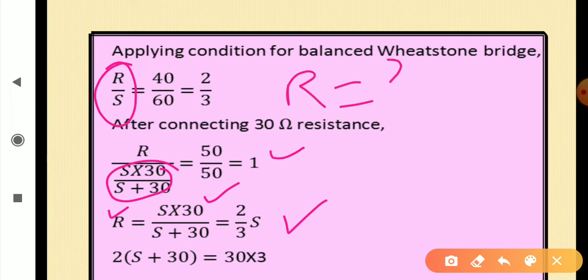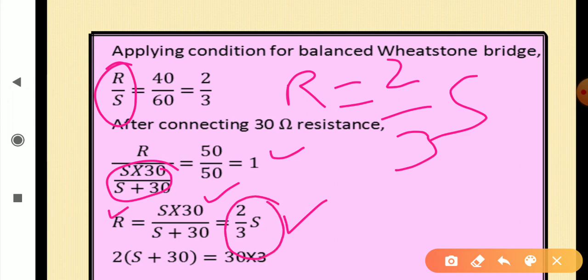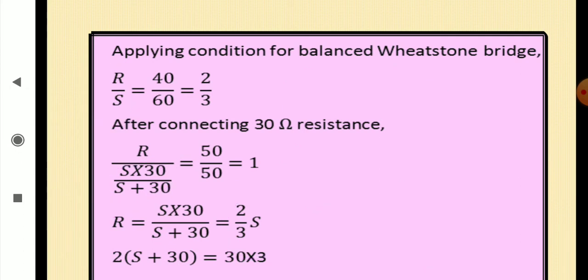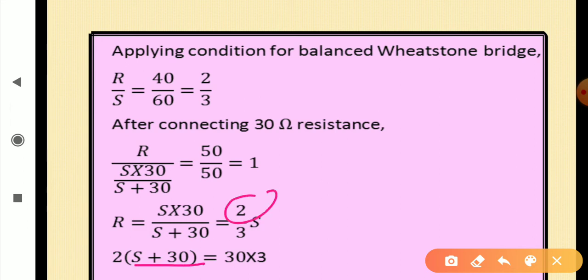R is equal to 2 upon 3S. So in place of R, I have placed 2 upon 3S, right? Now cross multiply and simplify. When you cross multiply, you get this 2 into the denominator, S plus 30. This goes up here and this goes this way.